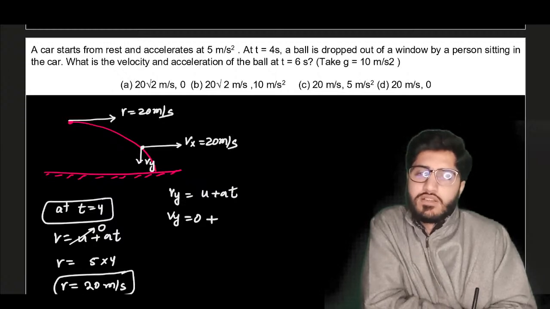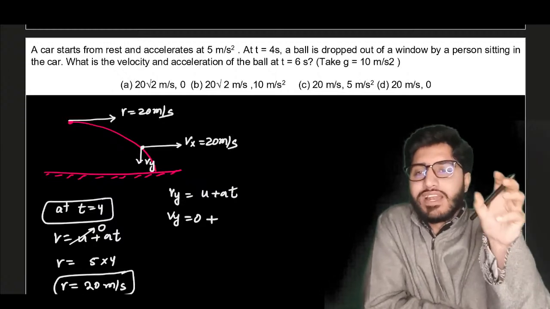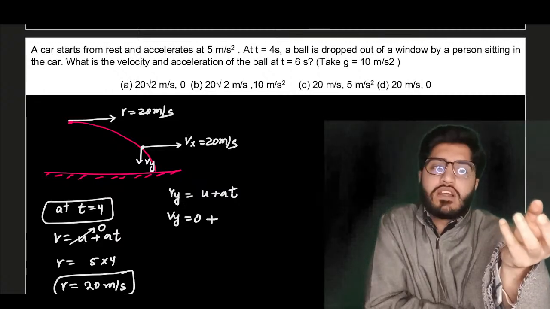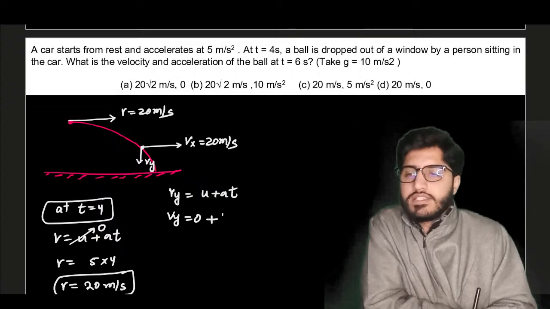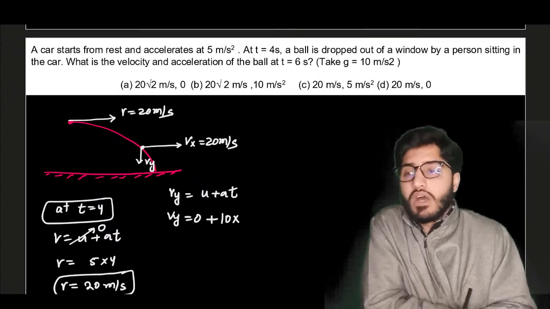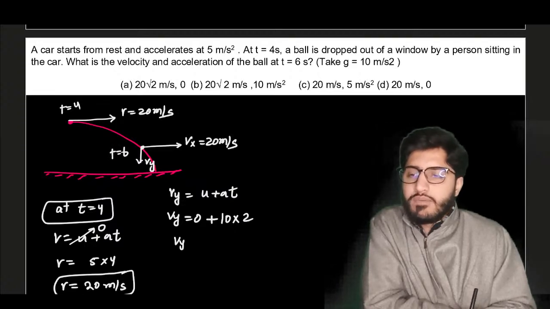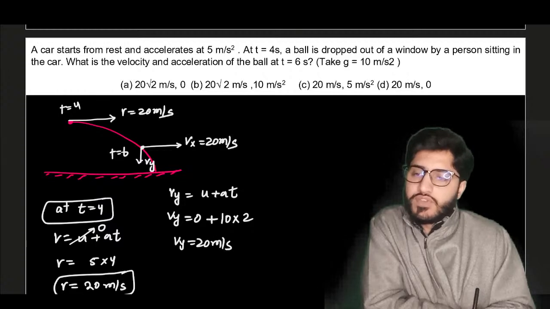It's free fall then. After releasing your ball from the car, it will then affect the free fall, right? So I can write, is this 10? What is time now? Here it is t equals to 4. Now it is t equals to 6. Gap is 2. So I can write 2. So vy came out to be 20 meters per second.